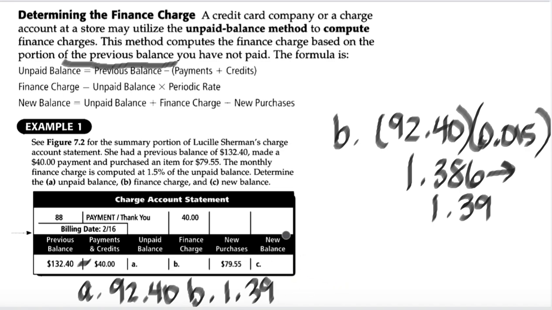So in order to find the new balance, you're going to take the unpaid balance, that $92.40, plus your finance charge of 1.39 plus $79.55. So you're adding this plus that plus that. And you will get an answer of $173.34.